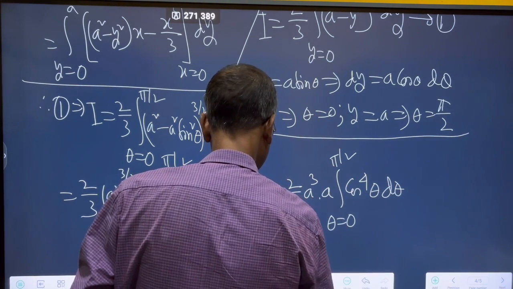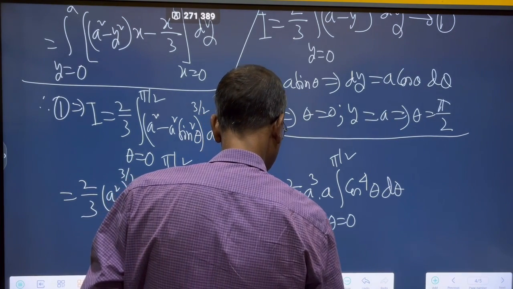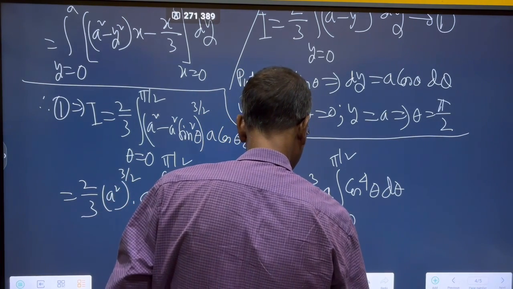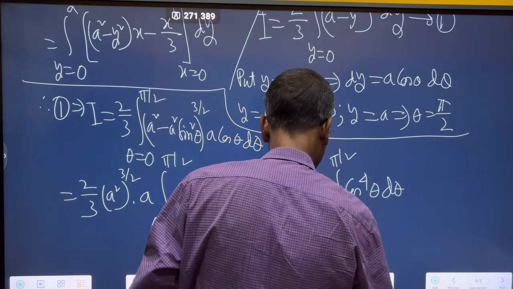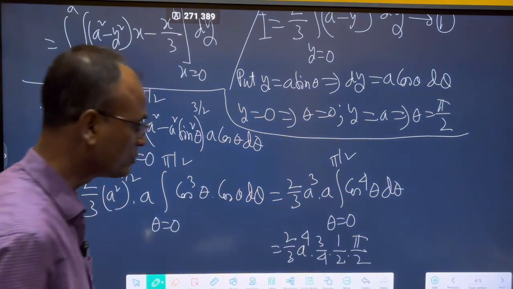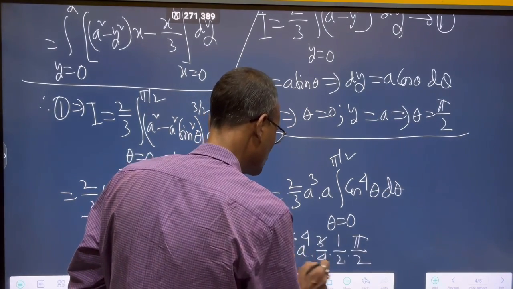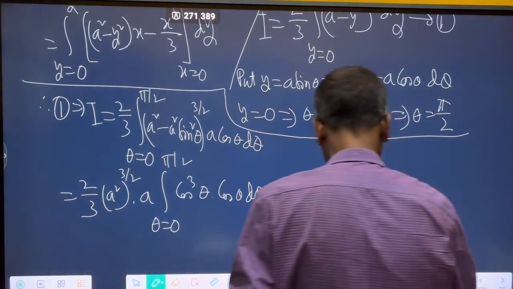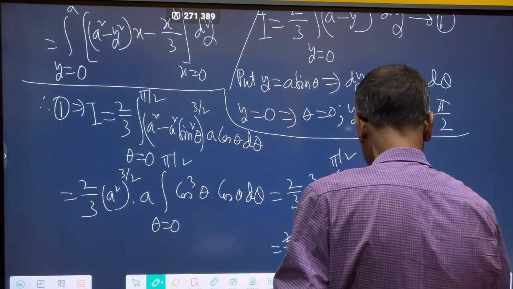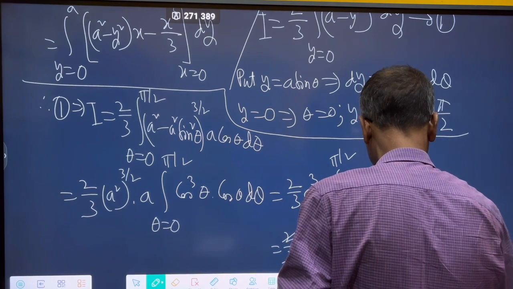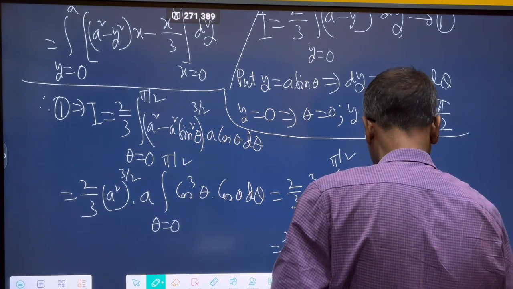This is equal to 2 by 3 a to the power 4, 3 by 4 into 1 by 2 into pi by 2. This 3 will be cancelled, this 2 will be cancelled. This is equal to pi a to the power 4 divided by 8.